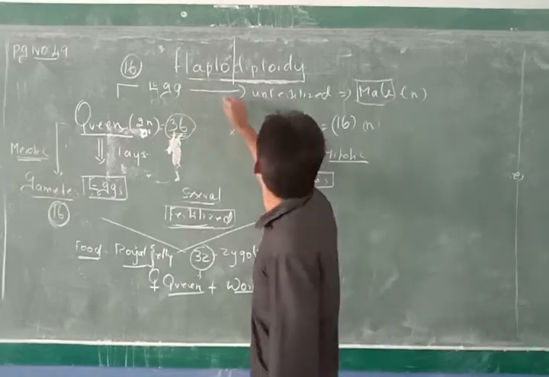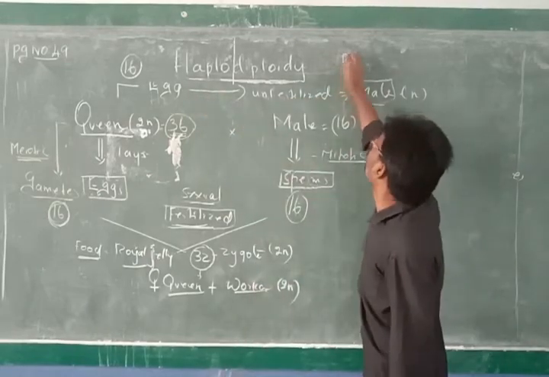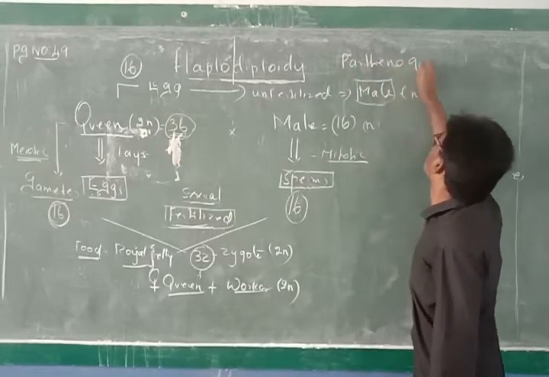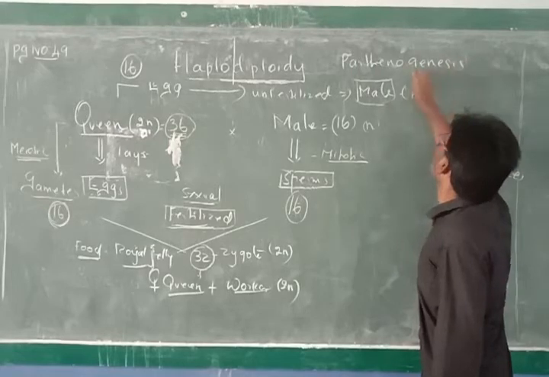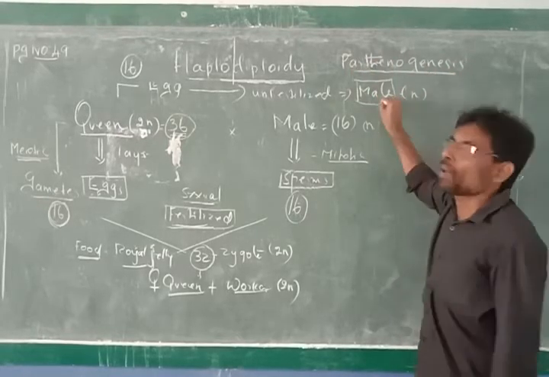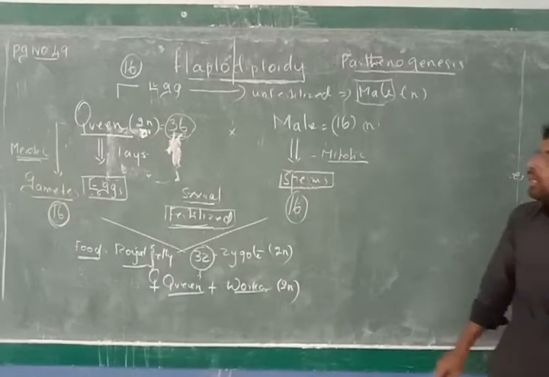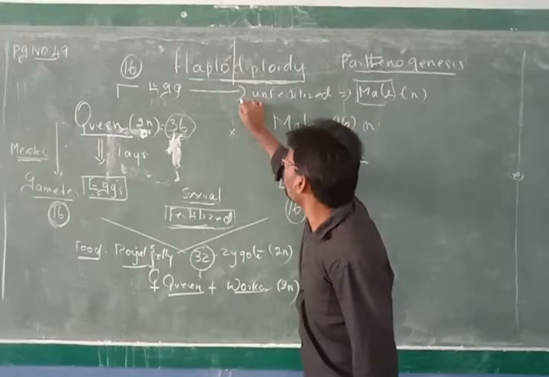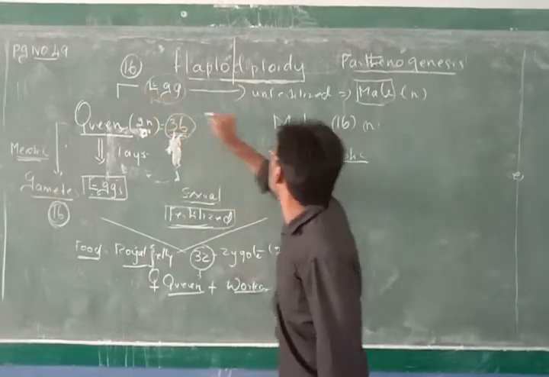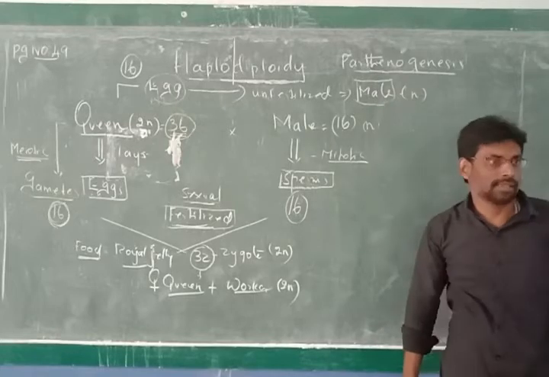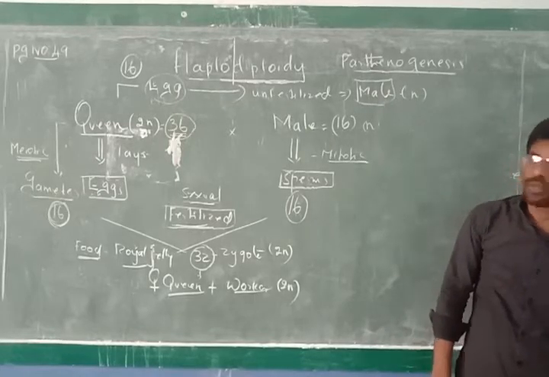So this kind of reproduction is called, I'll write it here, parthenogenesis. Parthenogenesis means without fertilization, a male is produced. You will study the same thing in botany also, parthenogenesis: without fertilization, fruit forms. Here, without a male partner, the egg itself develops into another male, called parthenogenesis. This much clear?